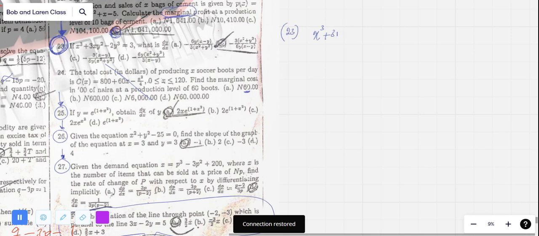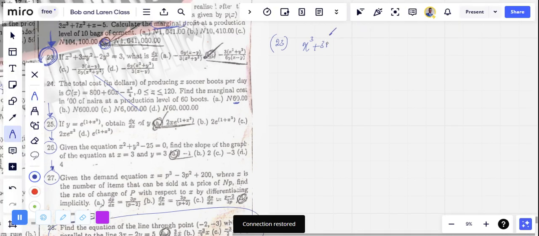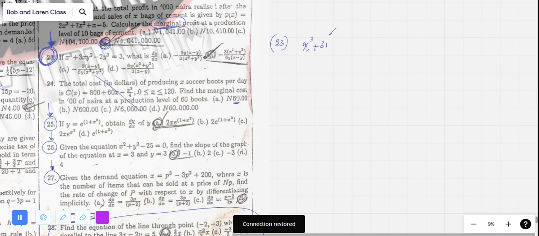What's going on with this network? This network is very, very poor. I have to use the app. Can't record the app.